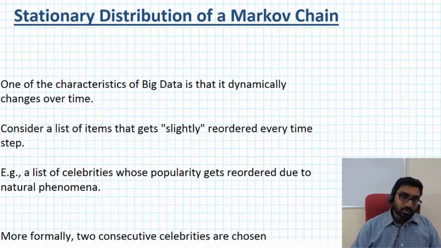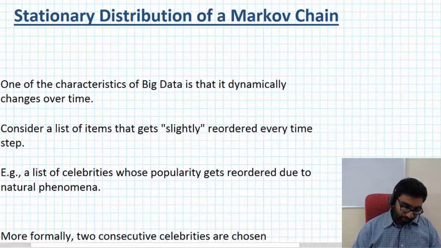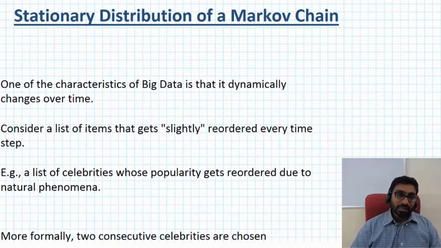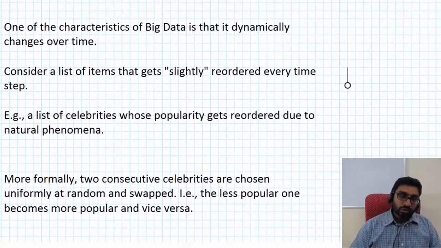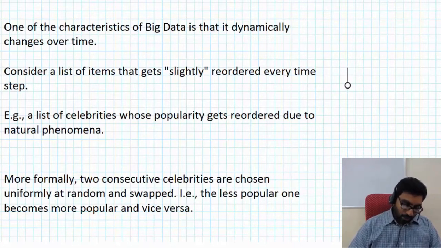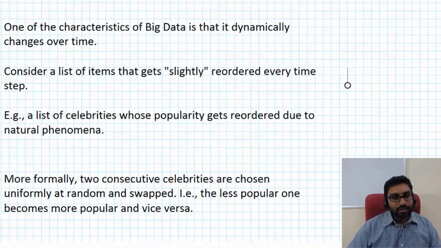Okay, so let's start by looking at this application. One of the key things about big data is that the data changes over time. The data is never static, and it keeps changing over time, often in a fairly slow manner. Let's look at a concrete example. Let's look at the list of celebrities, and this list is ordered by popularity. So number 1 is the most popular celebrity, number 2 is the second most popular celebrity, and so on and so forth. And this list is not static.